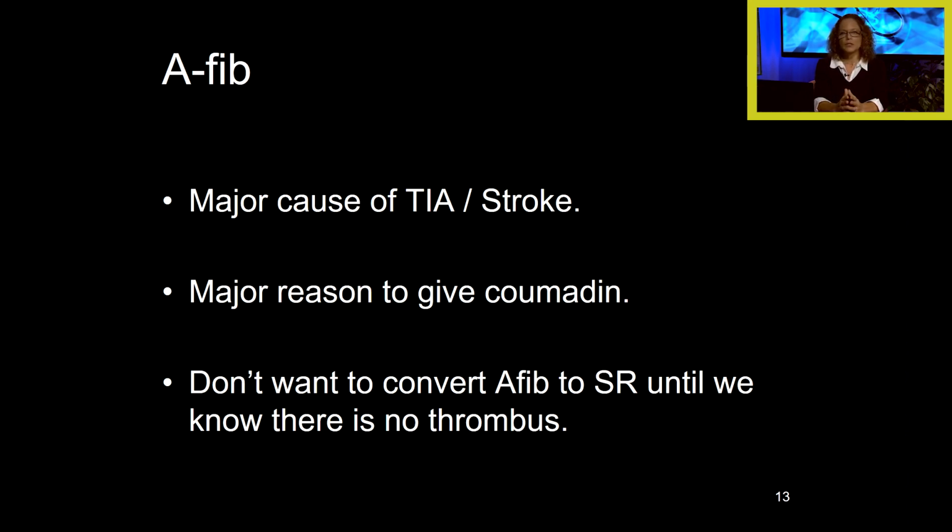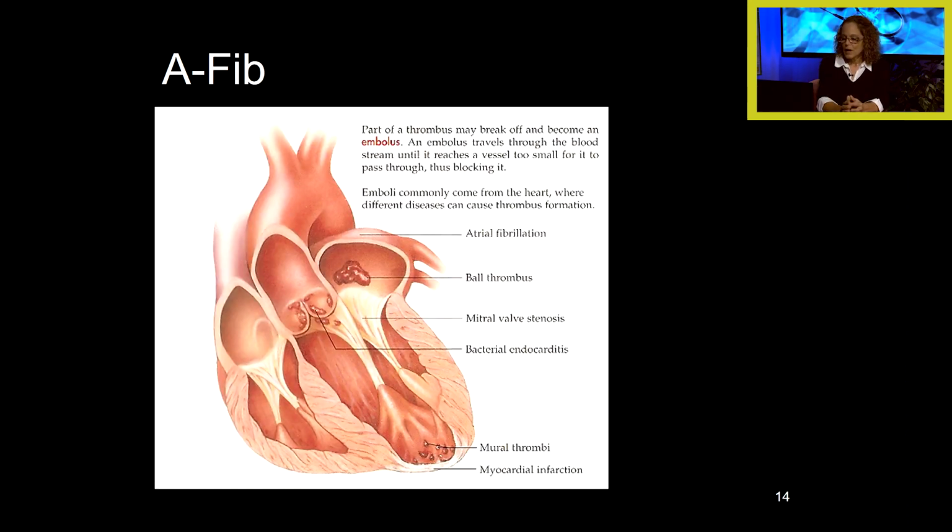Remember, Coumadin does not dissolve clots. Coumadin is just a drug that supports the body from developing new clots. And so we don't want to convert AFib to a sinus rhythm until we know that there's no thrombus in those atrium, right? Because if we convert AFib to a sinus rhythm, we might end up causing one of those clots to get released. And so just to review, part of a thrombus may break off and become an embolus.